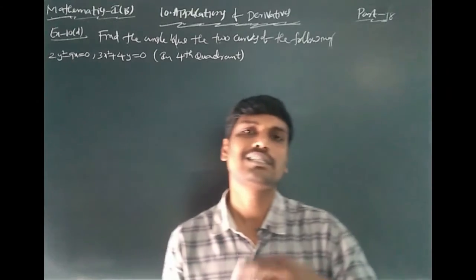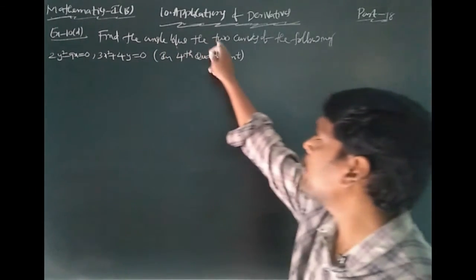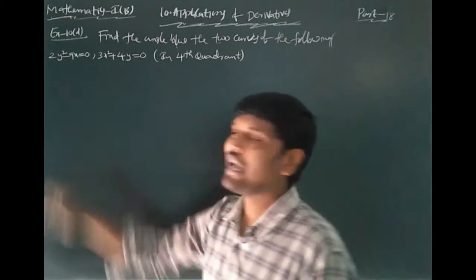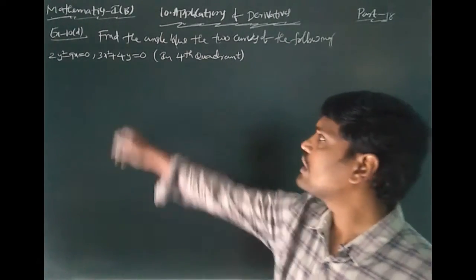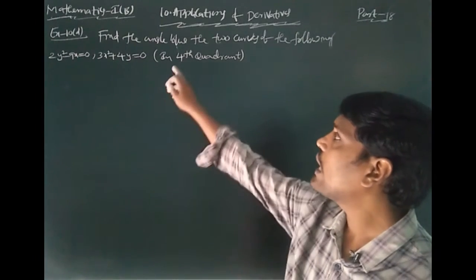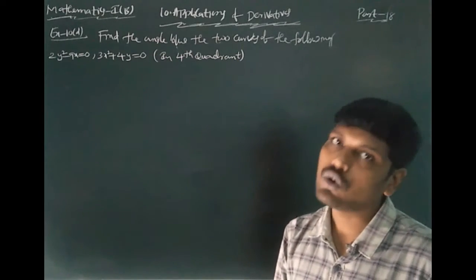Today's class discusses one more 7 marks problem: find the angle between the two curves 2y square minus 9x equal to 0 and 3x square plus 4y equal to 0 in the fourth quadrant. Which quadrant? In the fourth quadrant.